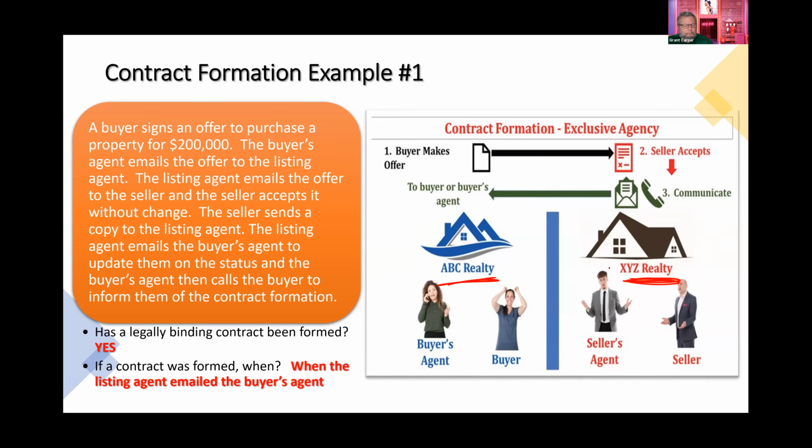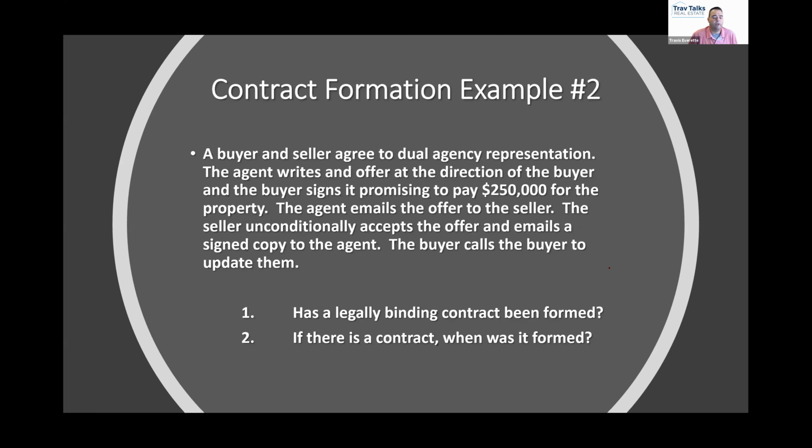Okay. So let's look at another one. A buyer and seller agreed to dual agency representation. The agent writes an offer. Sorry for the typo. Let's fix that. The agent writes an offer at the direction of the buyer, and the buyer signs it, promising to pay $250,000 for the property. The agent emails the offer to the seller. The seller unconditionally accepts the offer and emails a signed copy to the agent. The agent calls the buyer to update them.